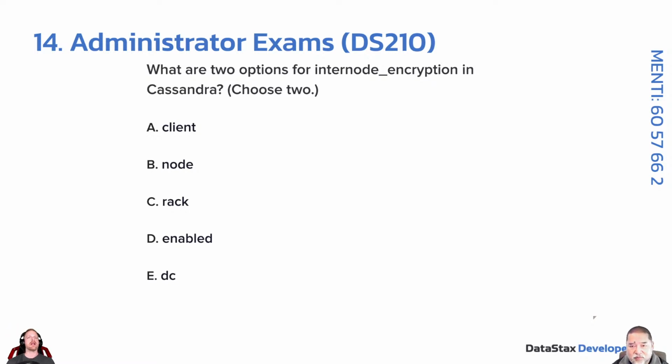But for those of you who are really going to focus on just the developer piece, you wouldn't really expect a question like this, right? Now, one thing to point out, though, is notice that in the question, what are the two options for internode encryption in Cassandra, choose 2.